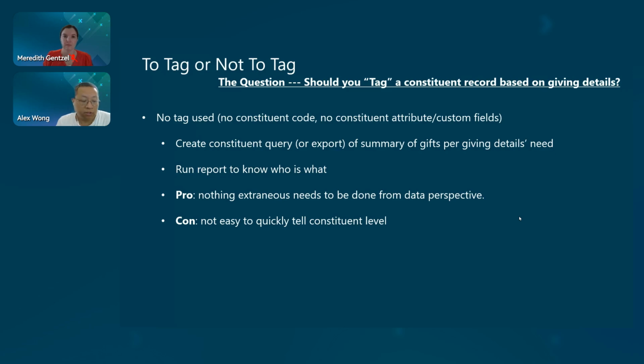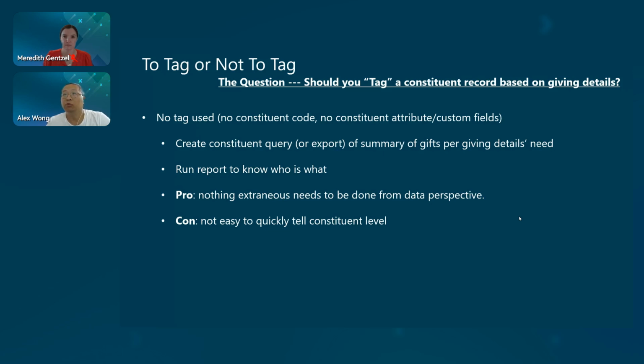The pro of this method is that there's nothing extraneous that needs to be done from a data perspective. You're not changing any data within your database. You're basing it on the data that's already pre-existing, which are gift records. However, the con of this situation is that it's not exactly easy to quickly tell who is what, right? Where is the constituent level?